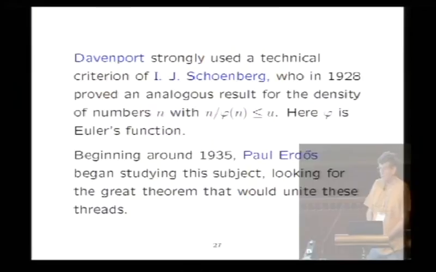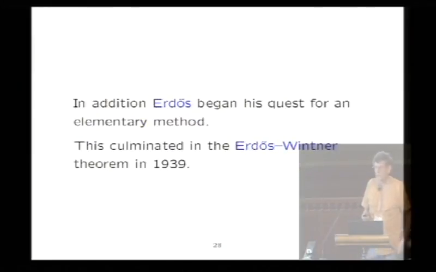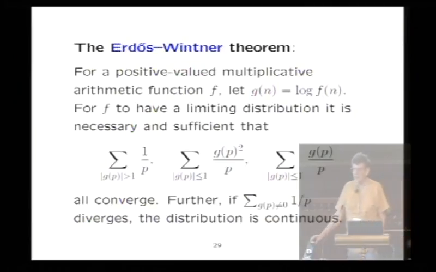So in his early 20s, Erdős learned of these things, became very interested in the subject, and he began looking for a more elementary way of studying it, of finding these densities, and also looking for, okay, we have a theorem for n over phi of n, we have a theorem for sigma n over n, for which multiplicative functions do we have a theorem? So this culminated in 1939 with the Erdős-Wintner theorem. Erdős developed over the intervening years a number of partial results, and then Wintner helped with the last step. And here's a statement of the Erdős-Wintner theorem.